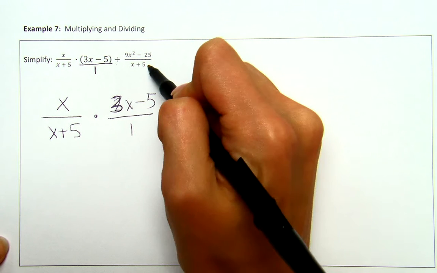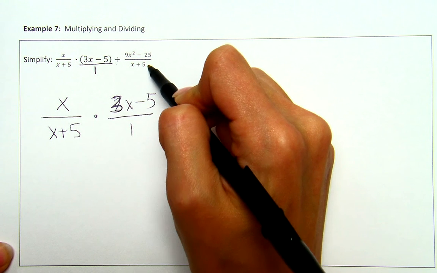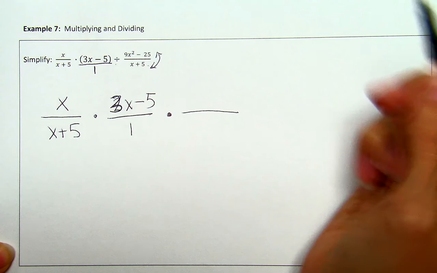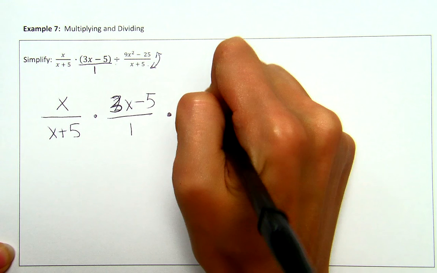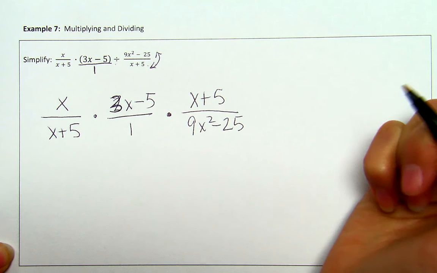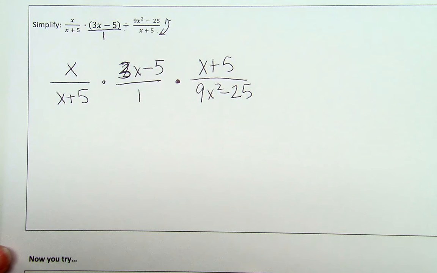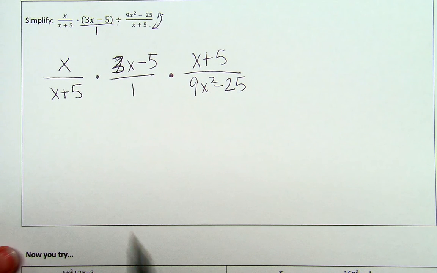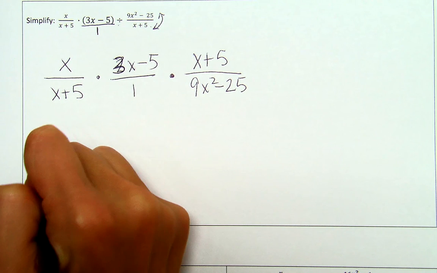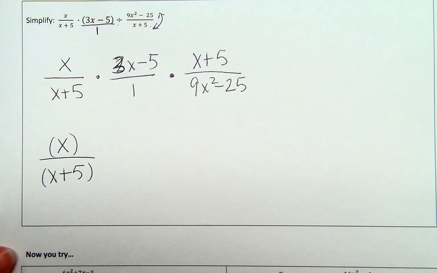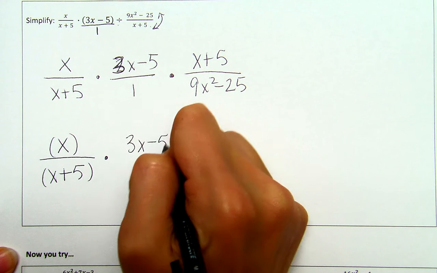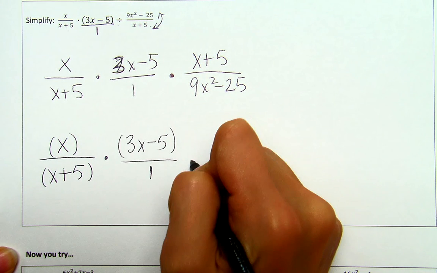But because I'm dividing my third expression, I'm now going to multiply by the reciprocal of my third, because that's what I'm dividing by. So x plus 5 goes on top, and 9x squared minus 25 goes on bottom. At this point, I can factor as well as, or simplify as best I can. The x on top stays. x plus 5 stays its own group on bottom. I can add parentheses around it if it helps me keep those groups a little bit more organized. 3x minus 5 can't simplify any smaller than that, so I keep that over 1.